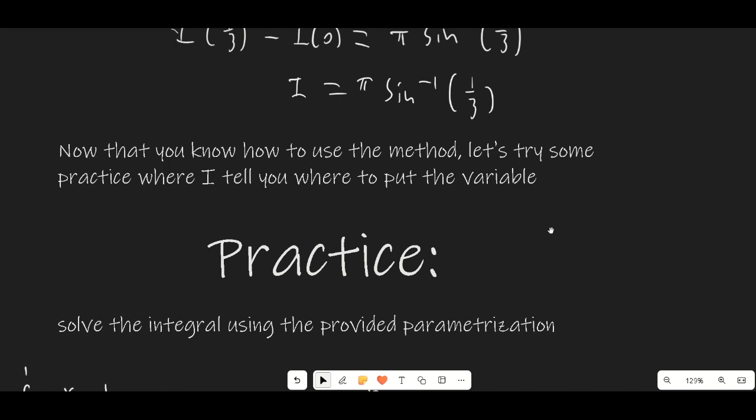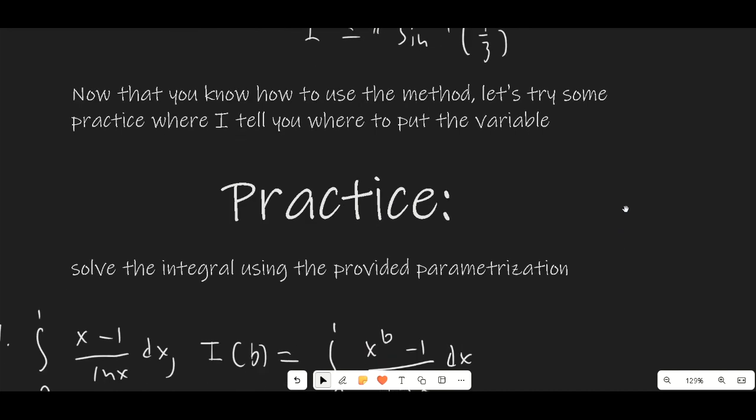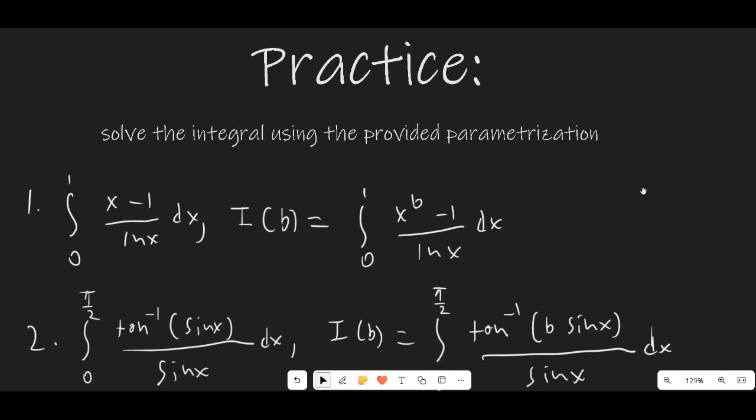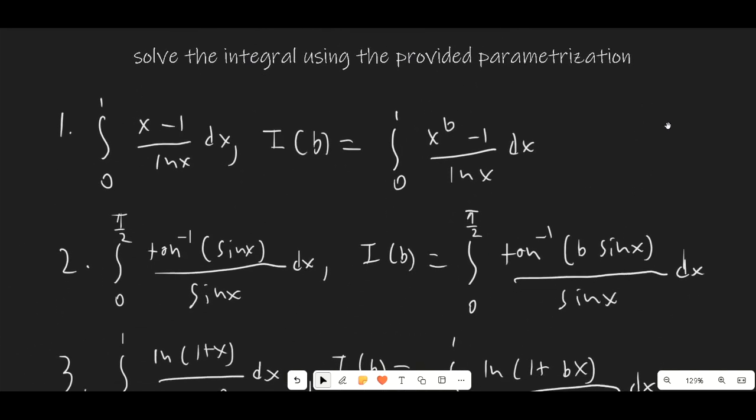So the hard part with Feynman integration is not really these steps of differentiating and then integrating, because that's all just brute math, just taking derivatives and doing elementary integrals. The hard part is figuring out where to put the variable. So for this first part, I've told you where to put the variable. Let me show you what I mean.